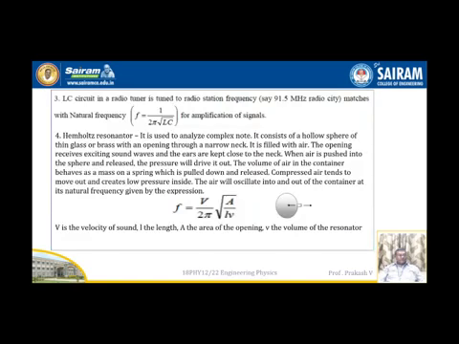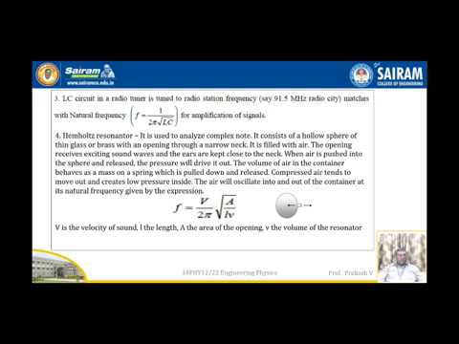Next, the third case. When the LC circuit in a radio tuner is tuned so that the radio station frequency matches with the natural frequency, F is equal to 1 by 2 pi into square root of LC, for amplification of signals. The third one is already explained.